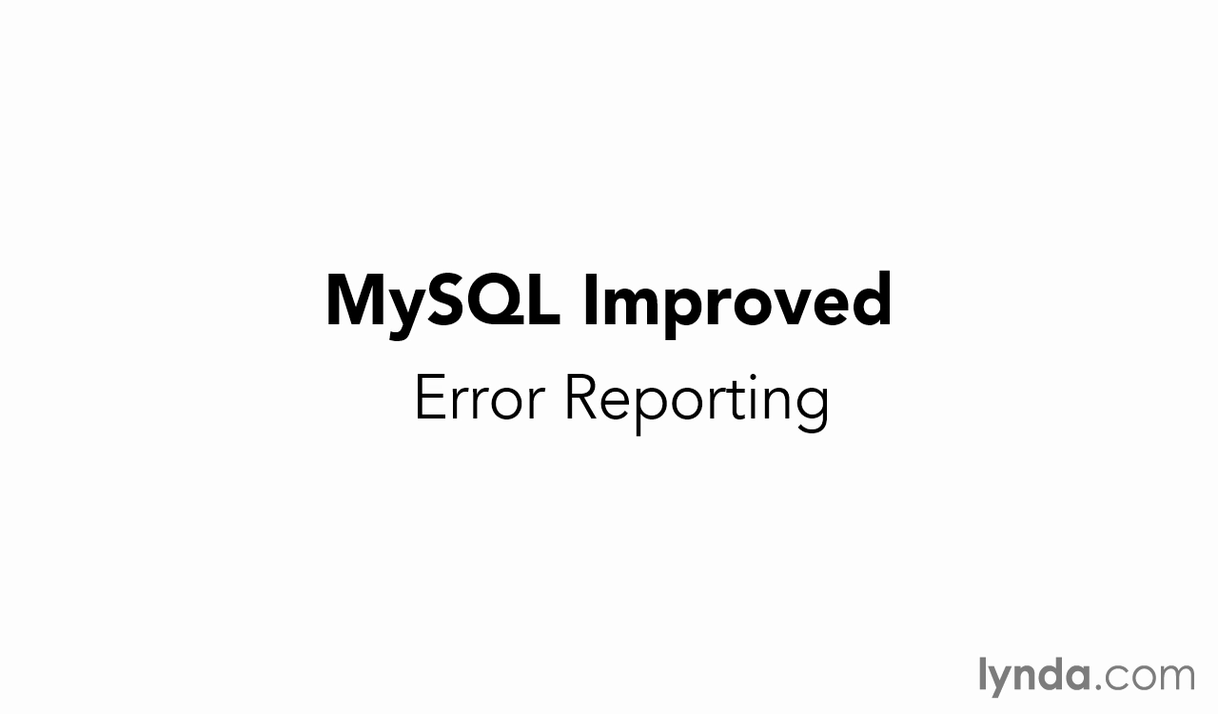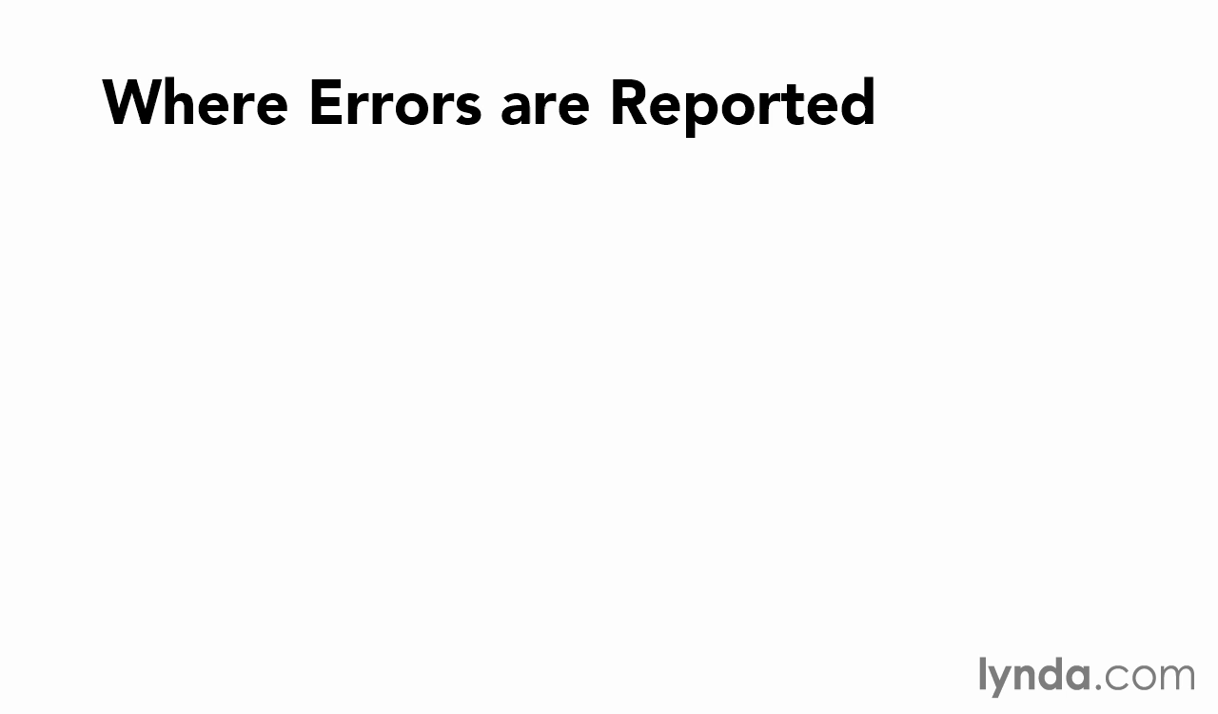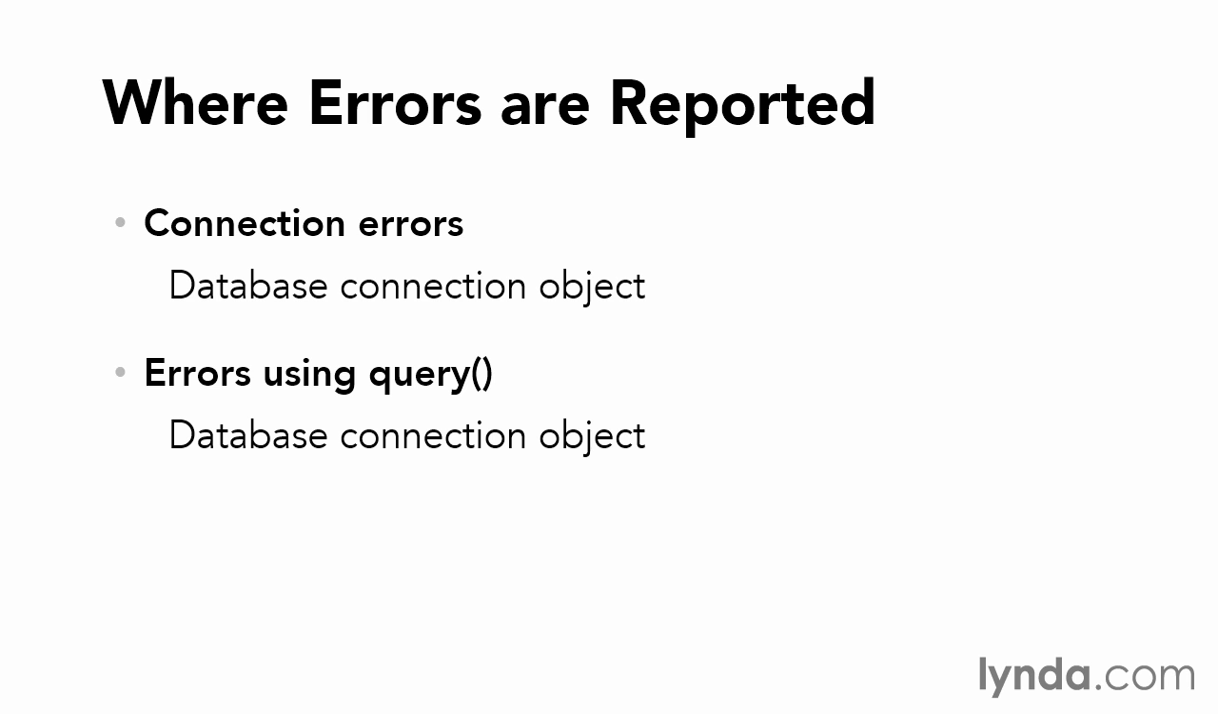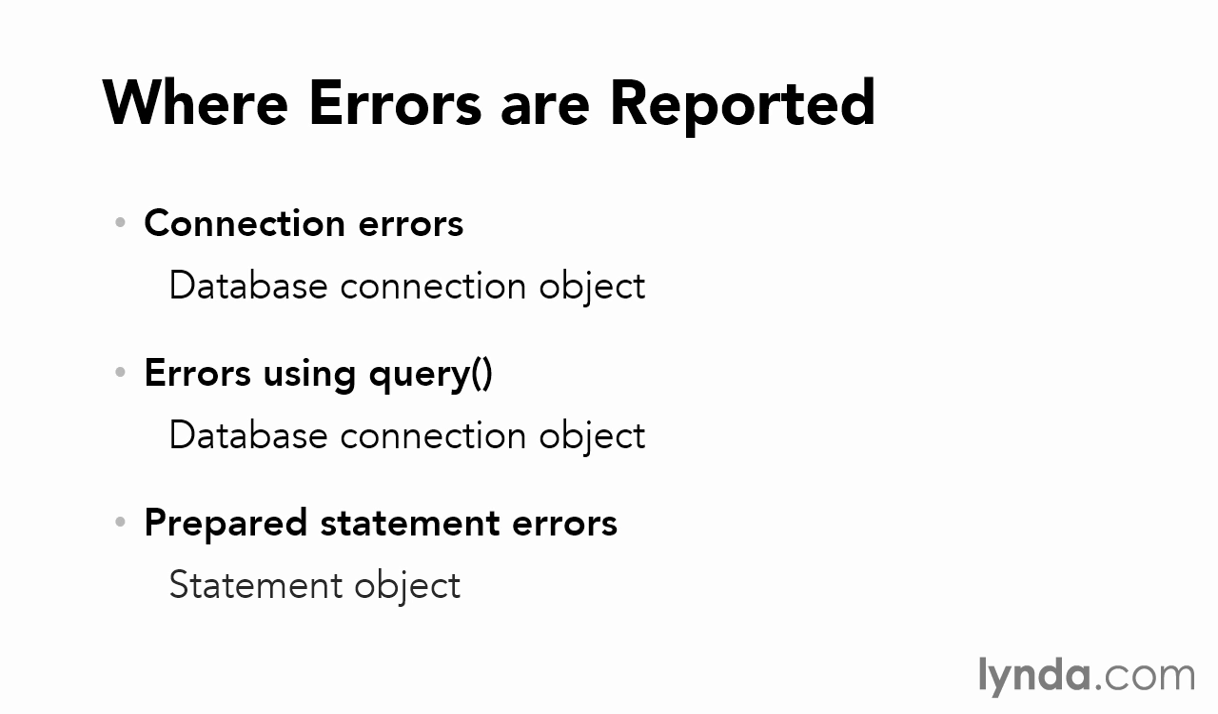Errors are an unfortunate fact of a programmer's life, so it's important to understand how MySQL Improved reports errors. In the MySQLi object-oriented interface, errors are reported as the property of an object. Connection errors are properties of the database connection object, in other words, the instance of the MySQLi class used to create the connection. Errors generated by the query method are also properties of the database connection object. However, errors generated by a prepared statement are properties of the statement object. We'll be looking at prepared statements in depth in the next chapter.